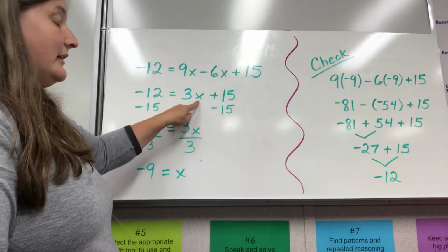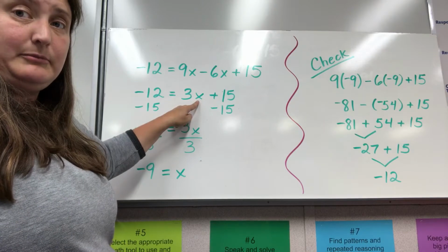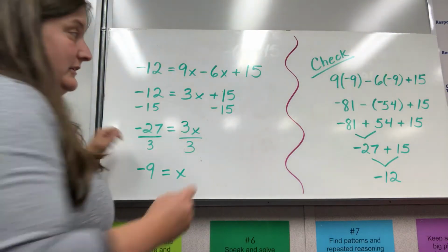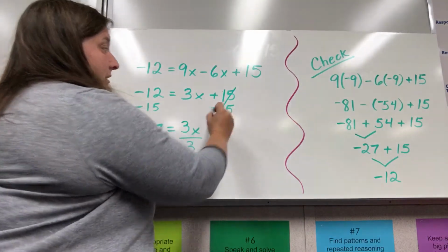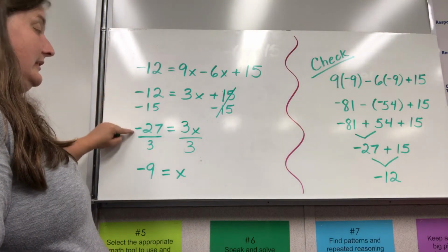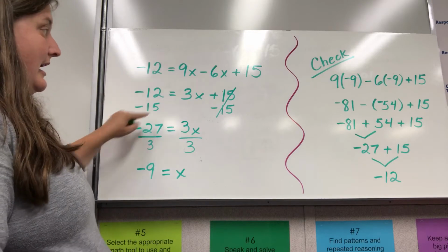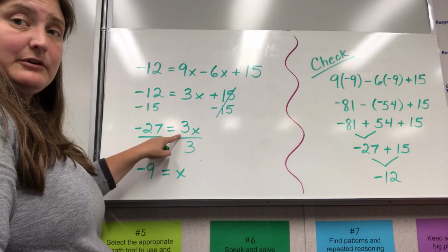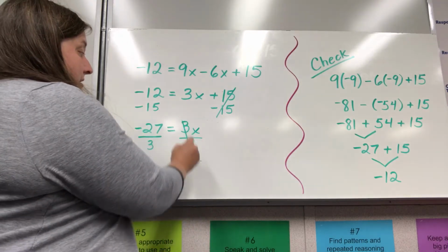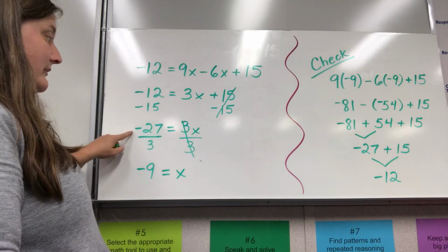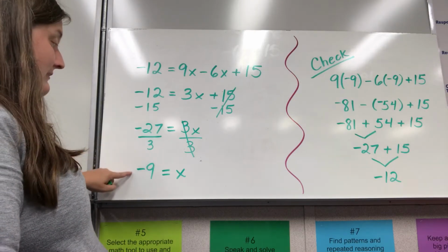So to solve for x, I'm first going to get rid of any adding or subtracting. So I'll get rid of this plus 15 by subtracting 15 from both sides. Here it cancels out. On this side, negative 12 minus 15 leaves me with negative 27. On this side, I have 3x. To get x by itself, I'm now going to divide each side by 3. Here it cancels out, and I'm left with 1x, or x. And negative 27 divided by 3 is negative 9.